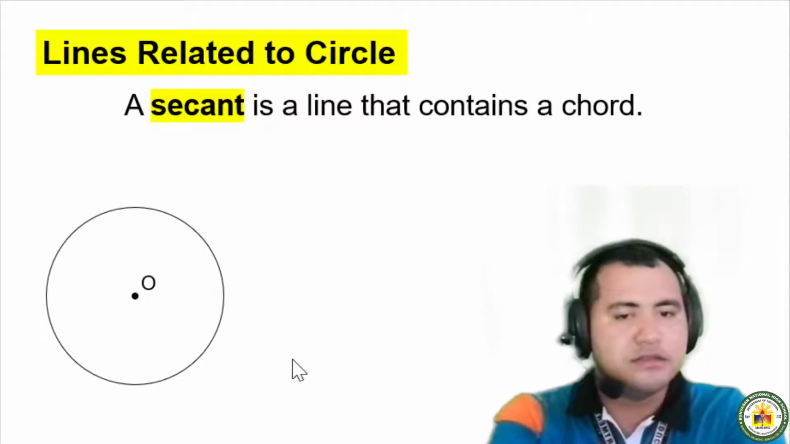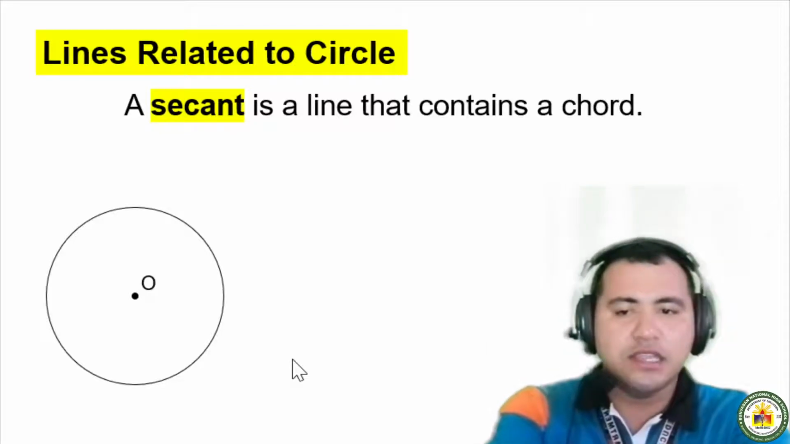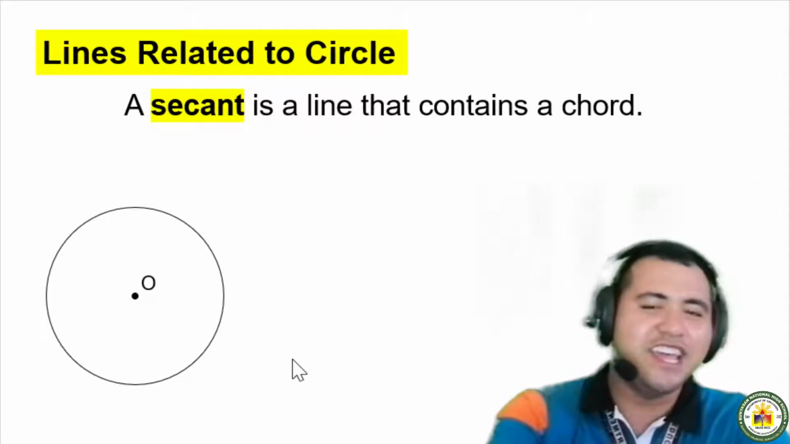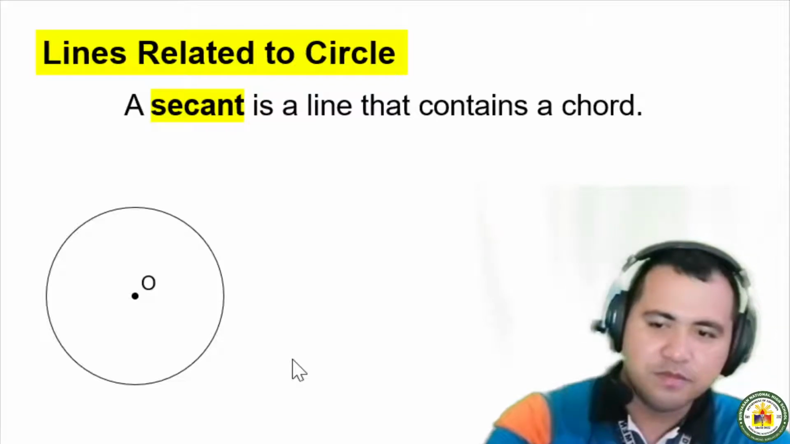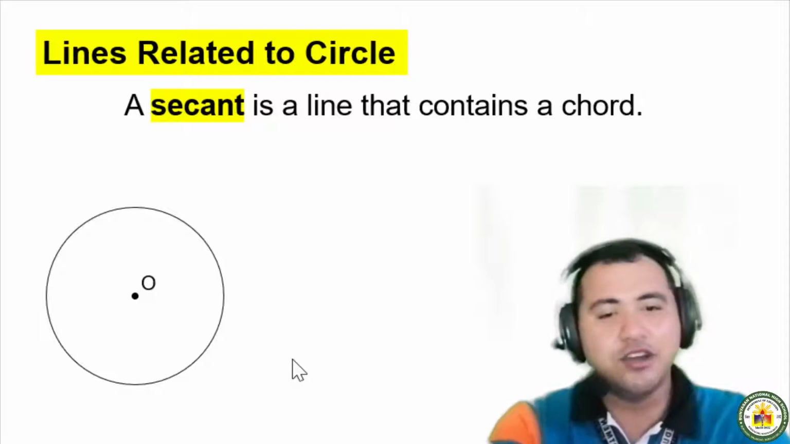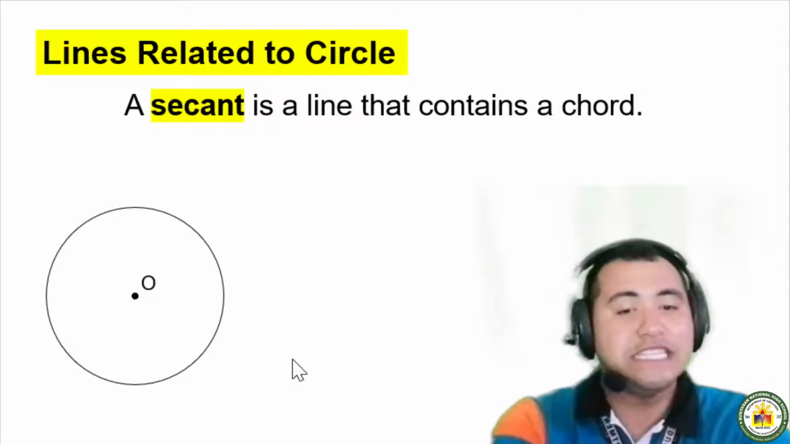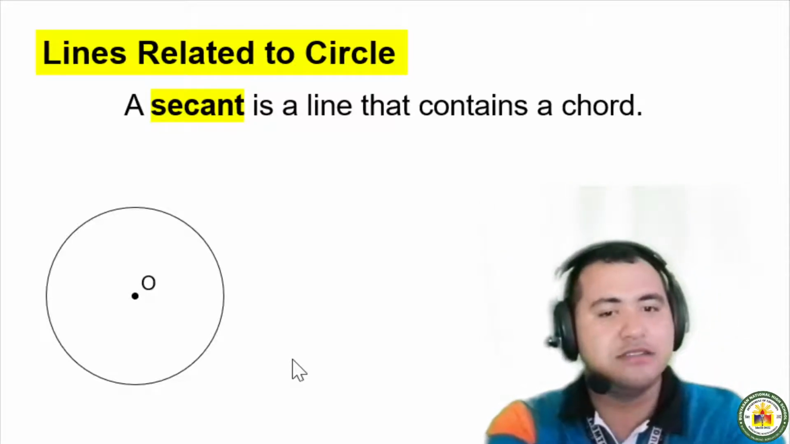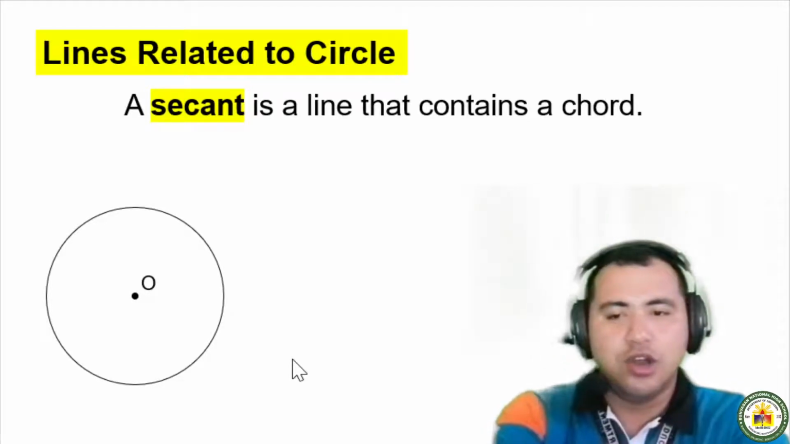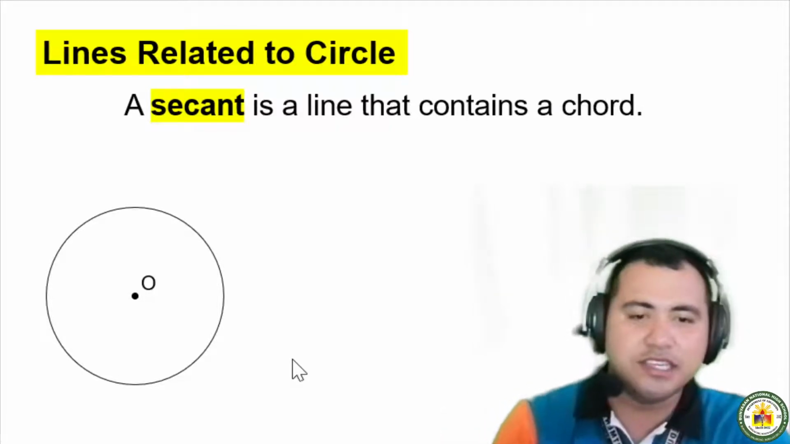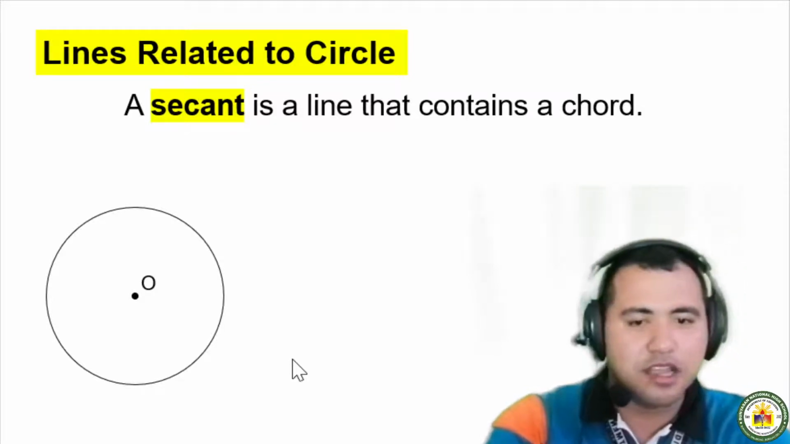Kung sa secant, what is a secant? A secant is a line that contains a chord. Kasi kalainan nila ni chord. Si secant, line siya, whereas si chord, line segment. So in short, si chord is just a part of secant. Chord is just a portion of secant. So, pasabot, si secant mo intersect linya ni siya nga mo intersect sa circle sa duha ka point.